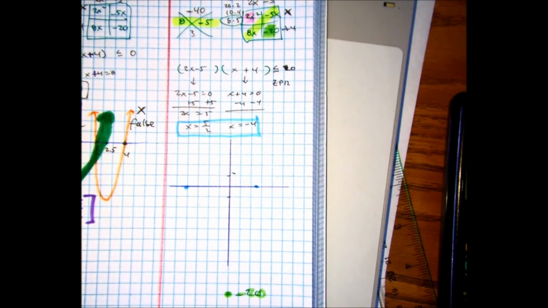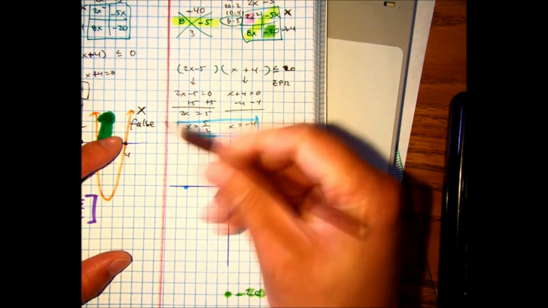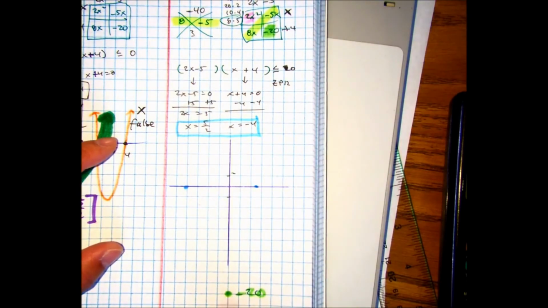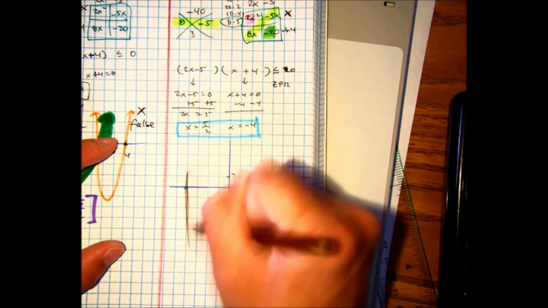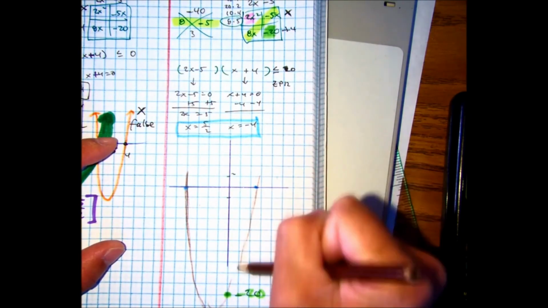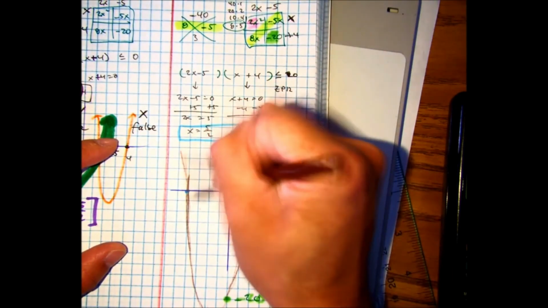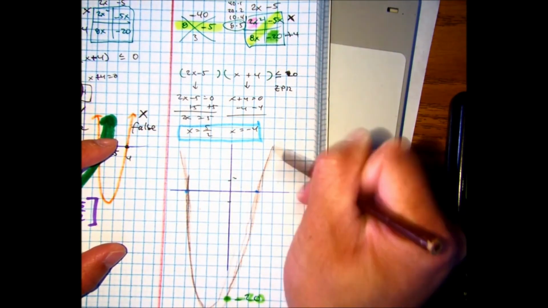Class, does the graph open up or down? Up, because your A value is positive. Sketch. Remember the y-intercept here is not your minimum. Make sure it is a U. It's nice. Our teacher would be proud of me.